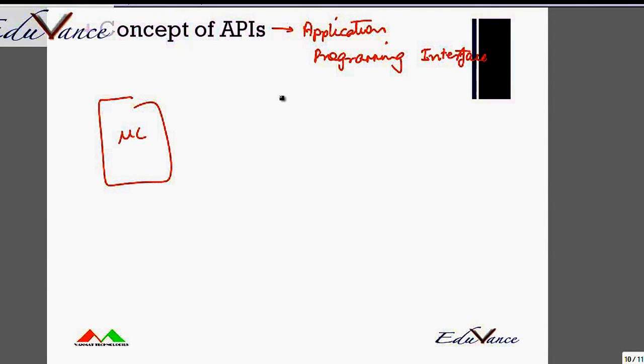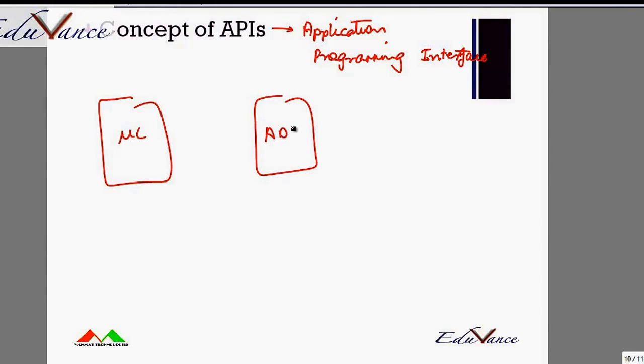So let's understand the concept of APIs. API stands for Application Programming Interface. So let's understand this. I will take an example of a microcontroller with an ADC. ADC stands for Analog to Digital Converter.